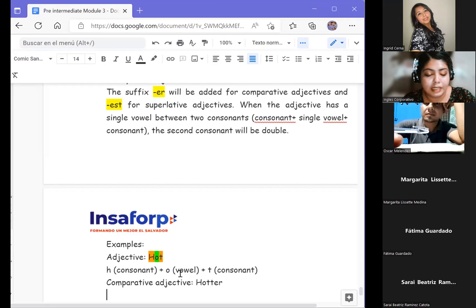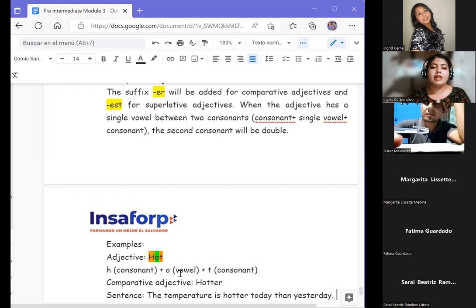And we have an example of a sentence using the adjective. And it says, so it said that the temperature is hotter today than yesterday. And here in my place, or in the city that I am living, this is the best sentence for the situation that we are having. Today was hotter than yesterday. So in that case, we have the sentence because we are comparing two days, two different situations, yesterday and today. So we have our sentence.